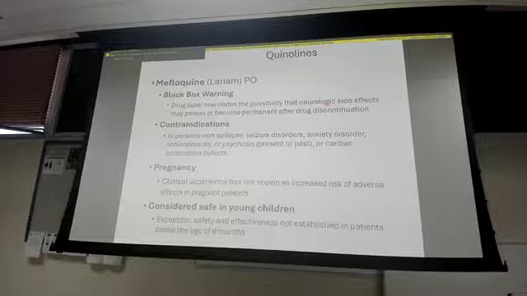And then for pregnancy, it's safe and good for mothers. So this is the one that we talked about. If they are a mom, we'll probably give this one if they're traveling into the areas that are gonna have malaria.